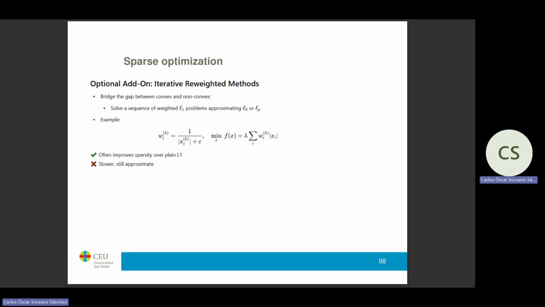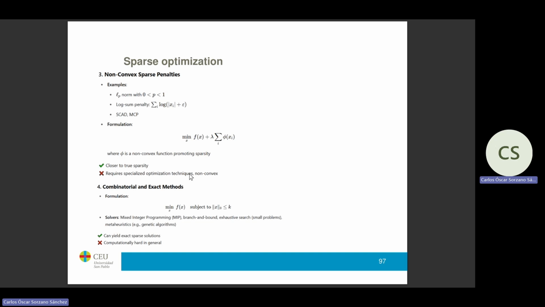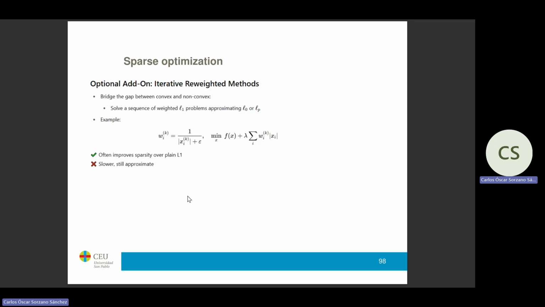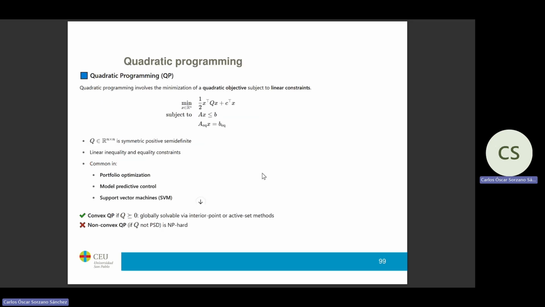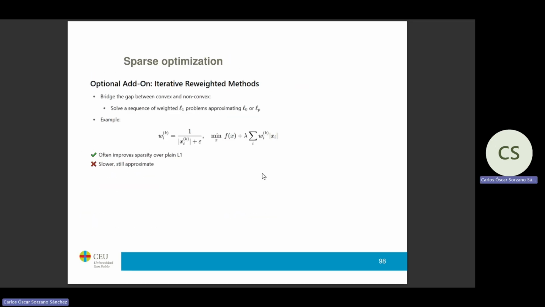It improves sparsity over the plain L1. Again, it is slower because you have to solve this problem multiple times. And it is approximate because the best would be, if you could afford it, to solve the exact problem. But that is very expensive sometimes, and then you are happy with these approaches. Any questions? No? So we will leave it here for today.